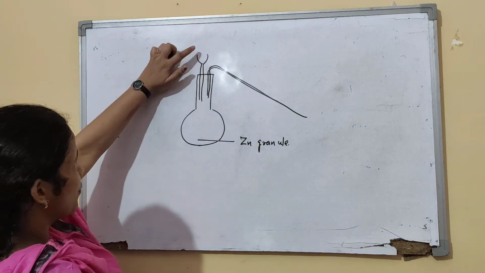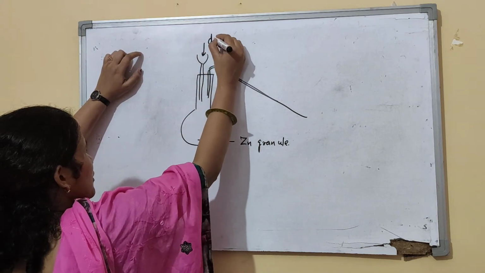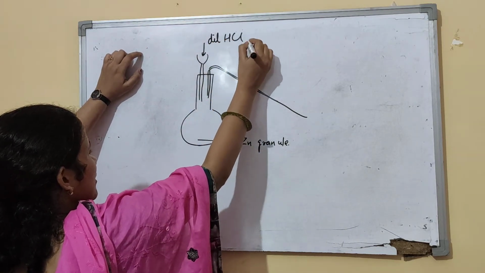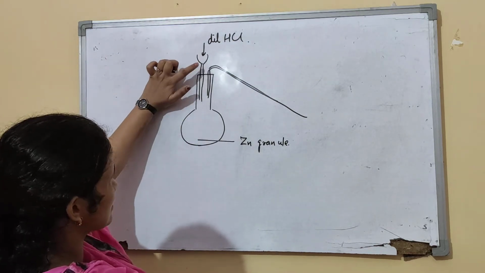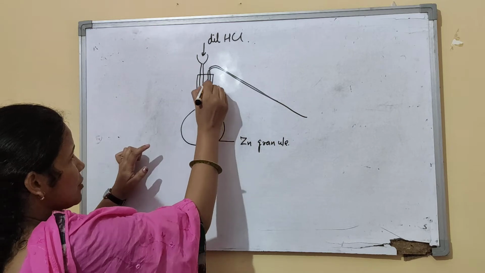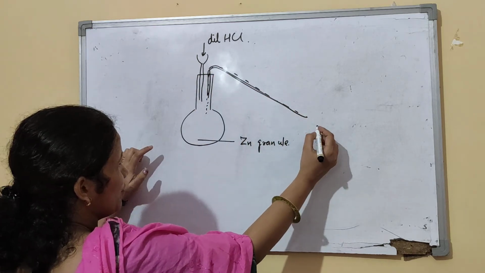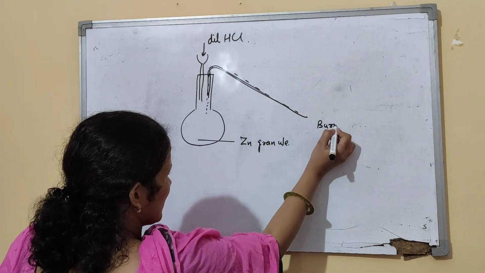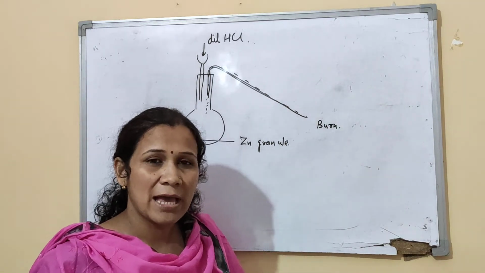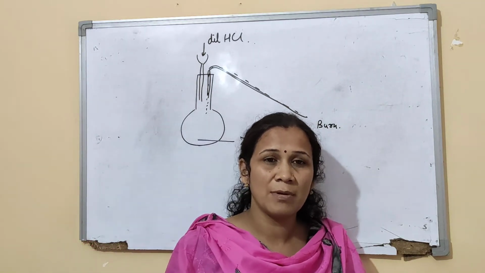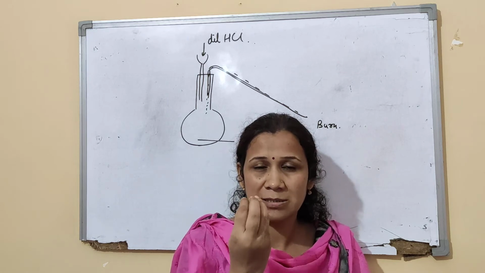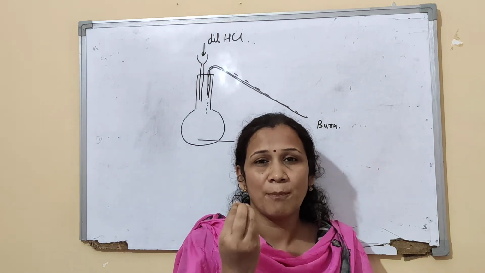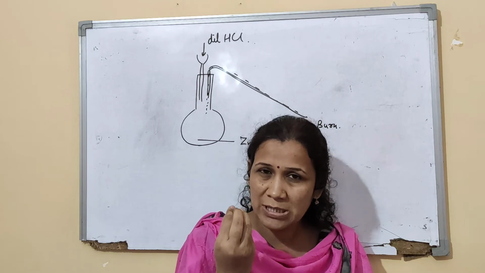If we pour dilute HCl from here, these zinc granules will react with the acid and you will see bubbles of gas coming. If you burn it here with a splinter, you will see that the gas burns with a blue flame and you will hear a pop sound. Pop, pop, a sound like this.